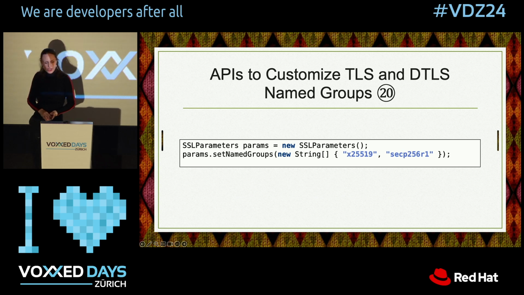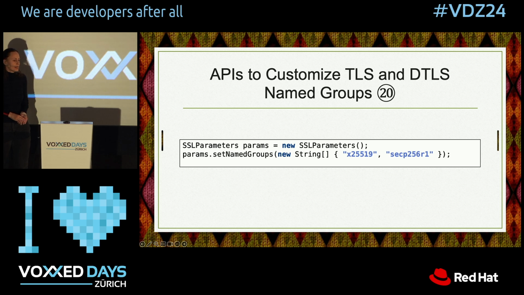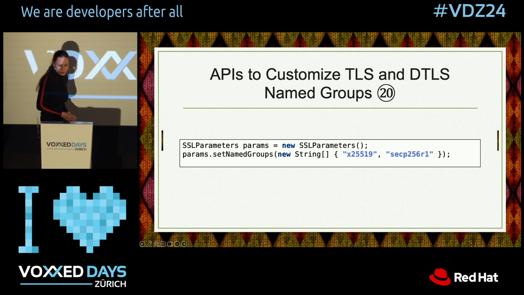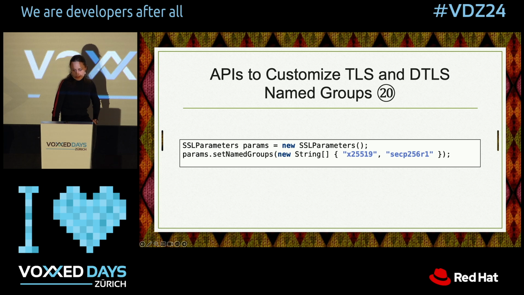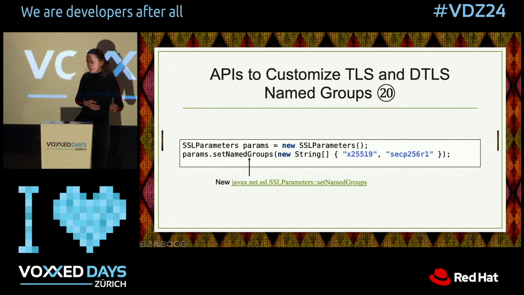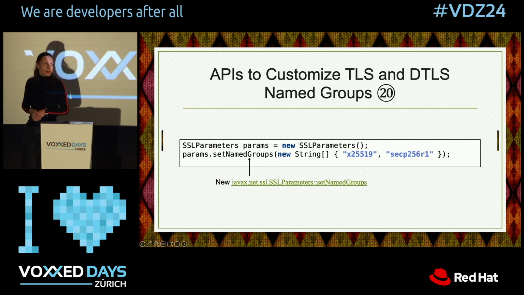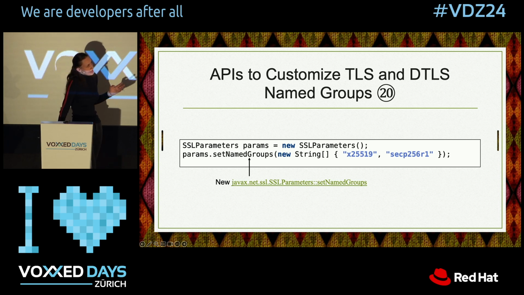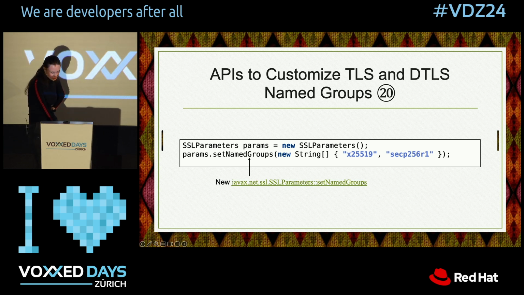Another thing that changed was the API to customize TLS and DTLS named groups. This change was introduced to customize and retrieve more easily the prioritized list of named groups used to negotiate the key exchange mechanism in a TLS or DTLS connection. So we talked about API enhancements at the level of looking at subjects, and for the certificates, looking at TLS and DTLS customization.